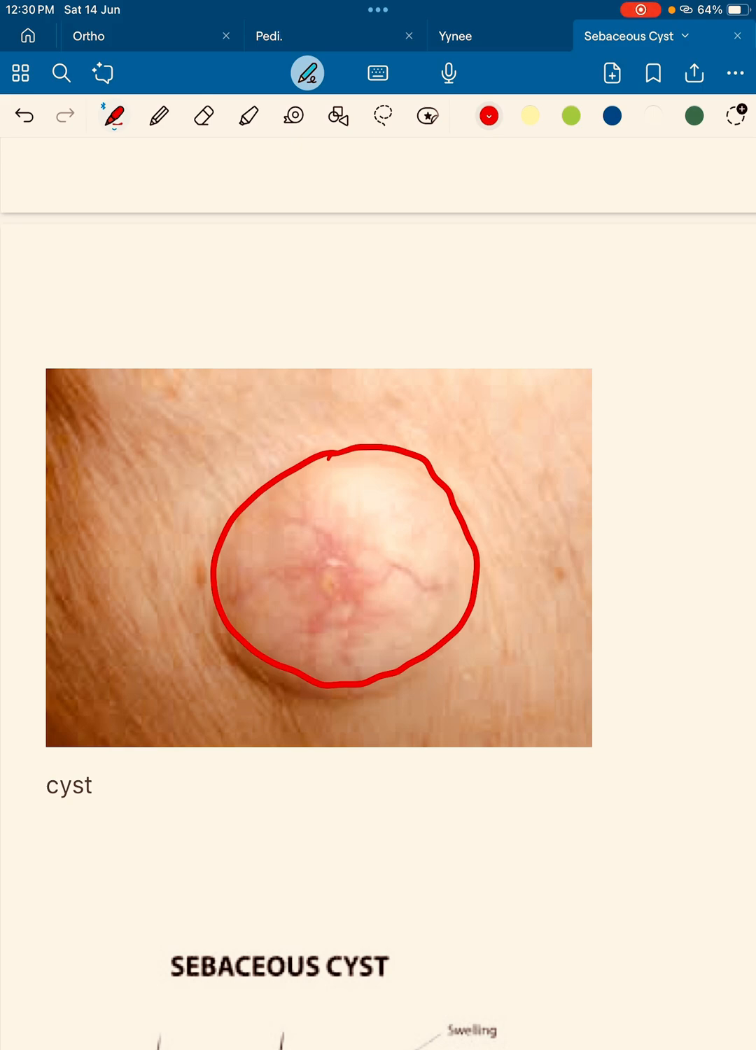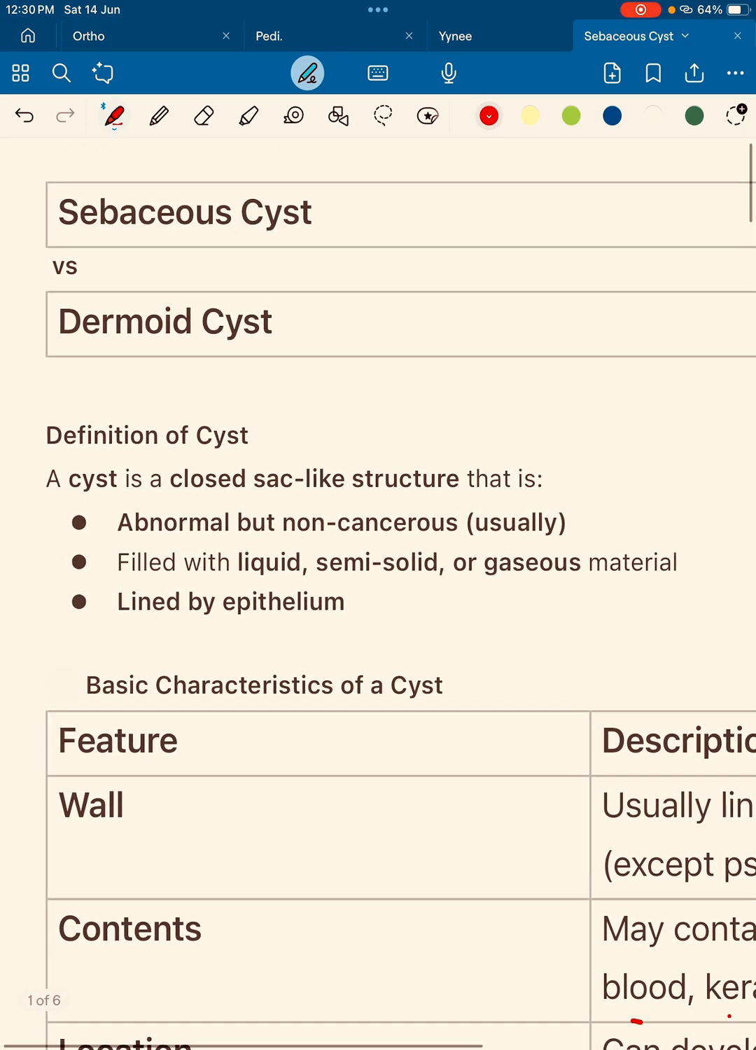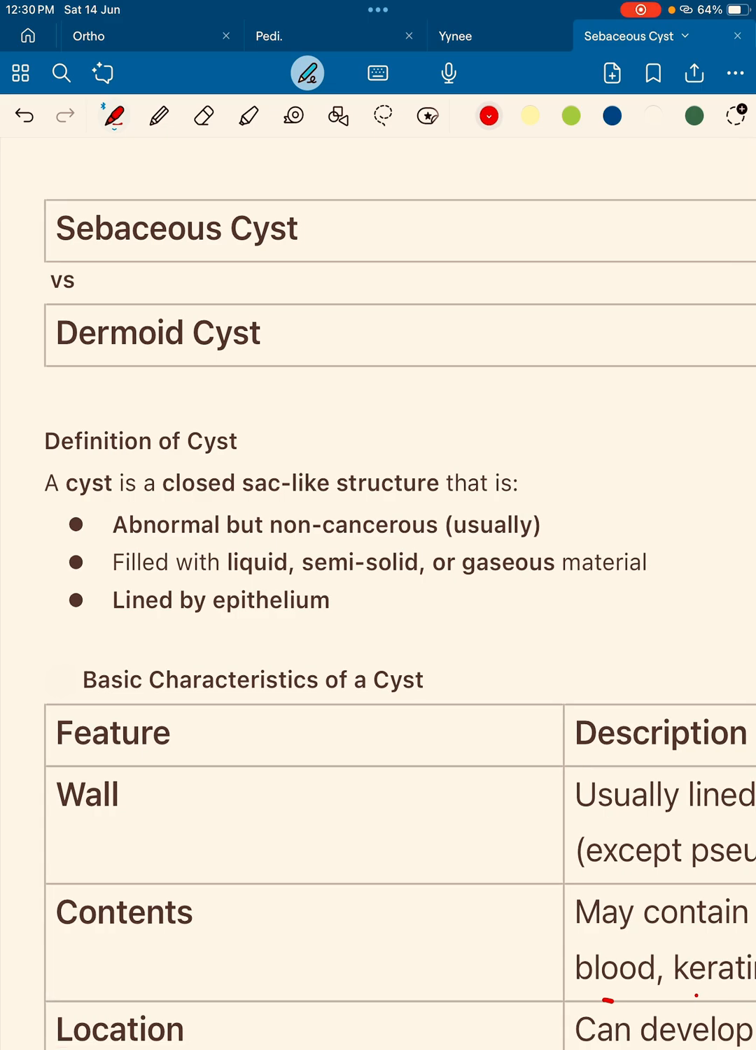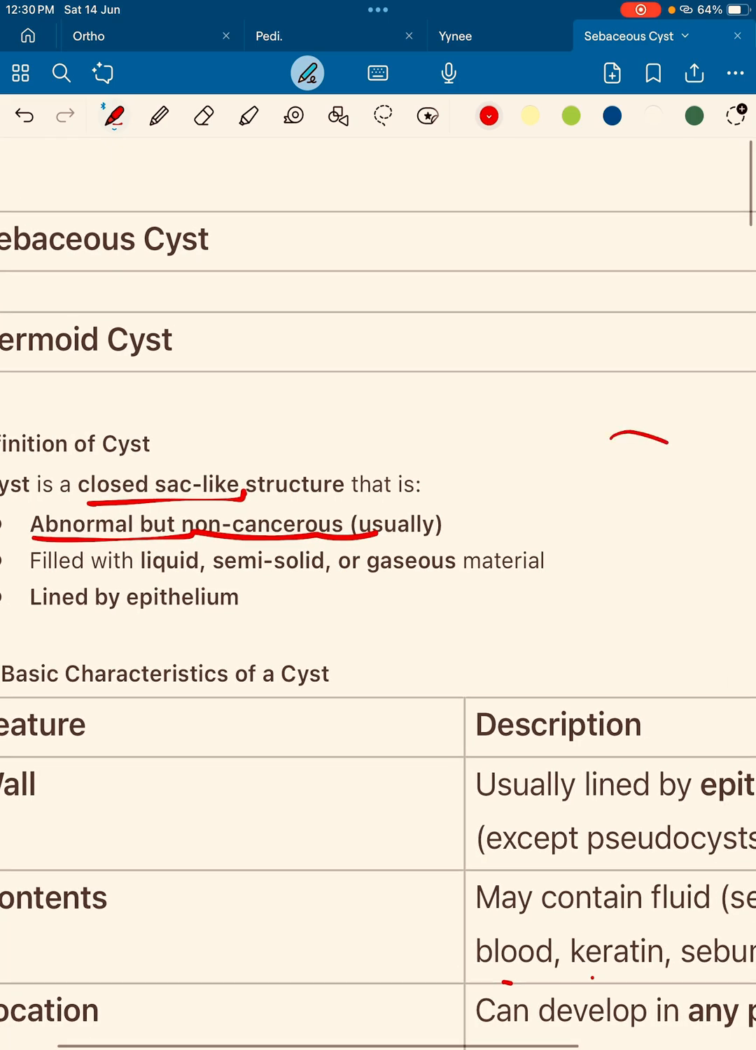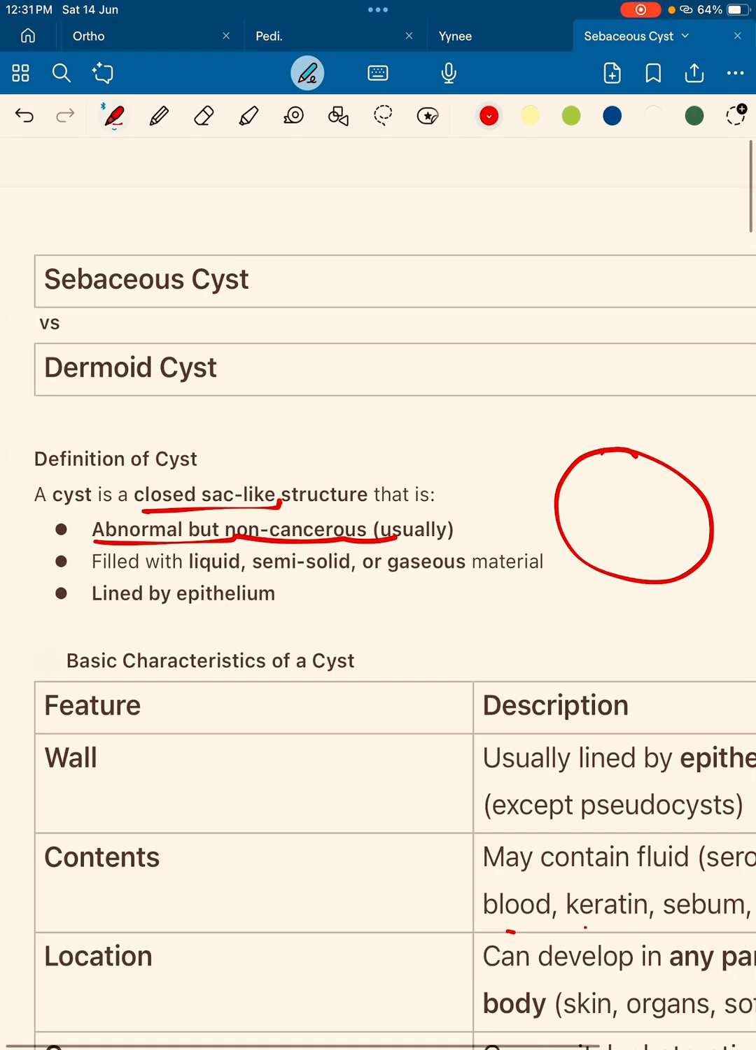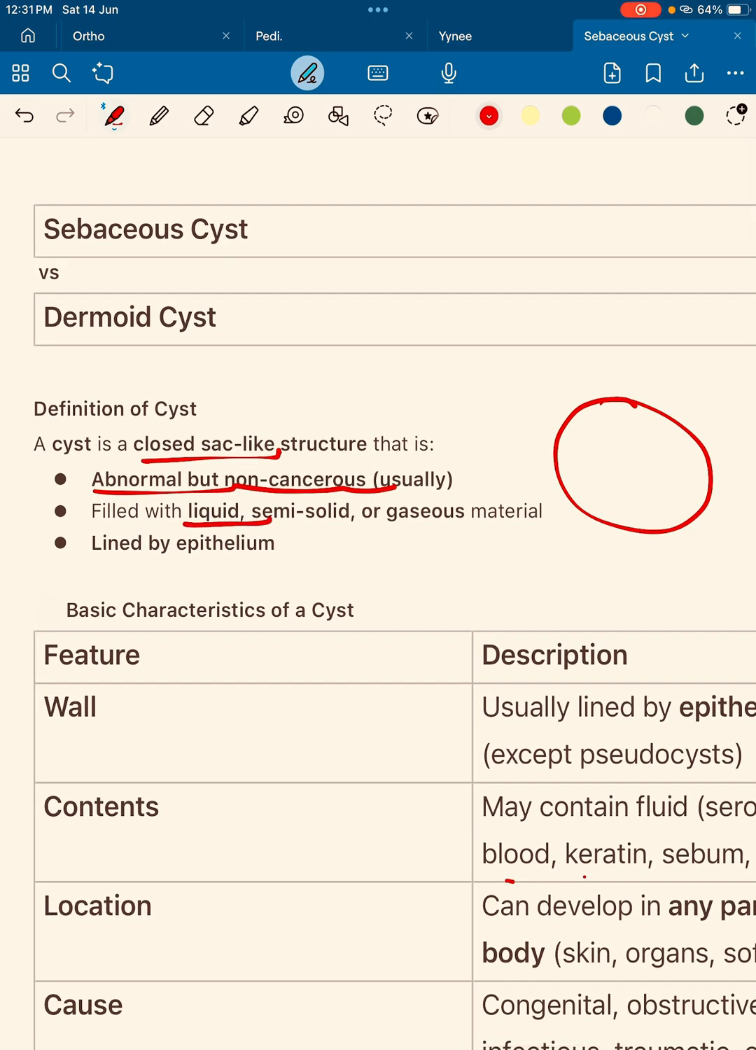filled with gaseous, liquid or semi-solid substance. So we can tell it like that. The definition of cyst: a cyst is a closed sac-like structure that is abnormal but not cancerous. The cyst is a closed sac-like structure that is abnormal, non-cancerous, filled with liquid, semi-solid or gaseous material and lined by epithelium.